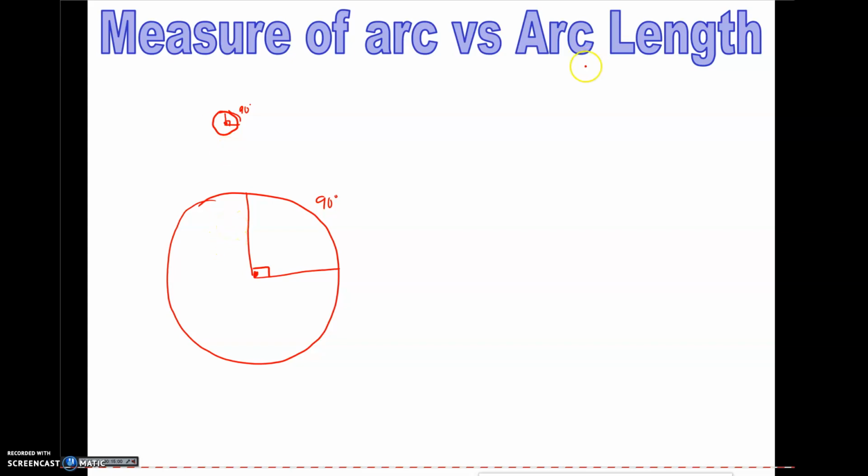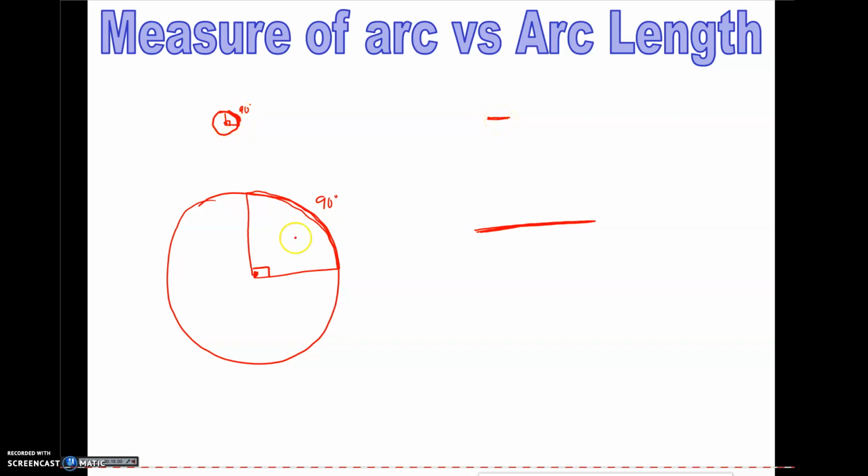But my arc length is different between these two. Yes, they have the same measurement of both having 90, but if I look at this arc here, this curve, and I try to make it into a straight line, it would only be about that much. If I make this one into a straight line, it comes out like this. But if I look at this arc here and try to make it into a straight line, it would look something more like that, right? This one into a straight line looks like that.